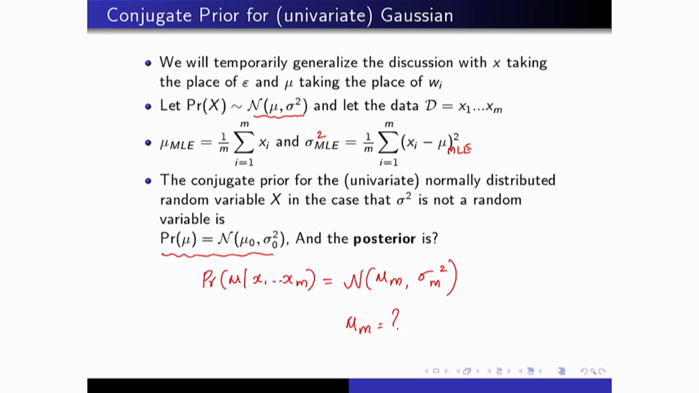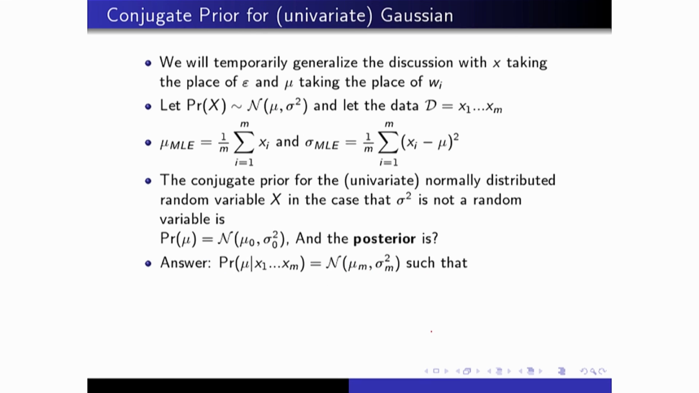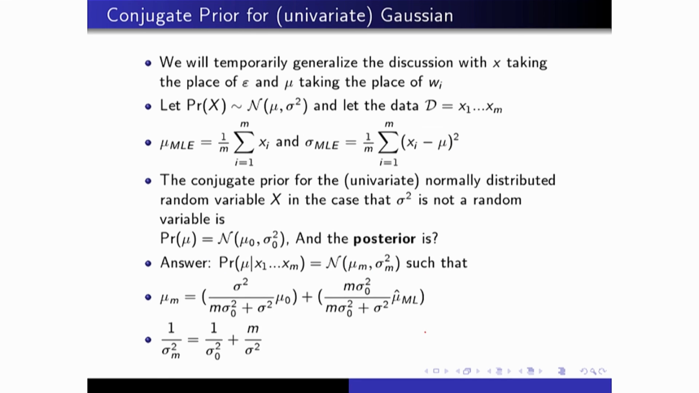What should be the values of mu m and sigma square m? We'll see this in the next class. So next class we will derive the specific values of mu m and sigma square m. These mu m and sigma square m basically behave like weighted linear combinations or harmonic combinations of the respective older or data driven means and variances respectively.